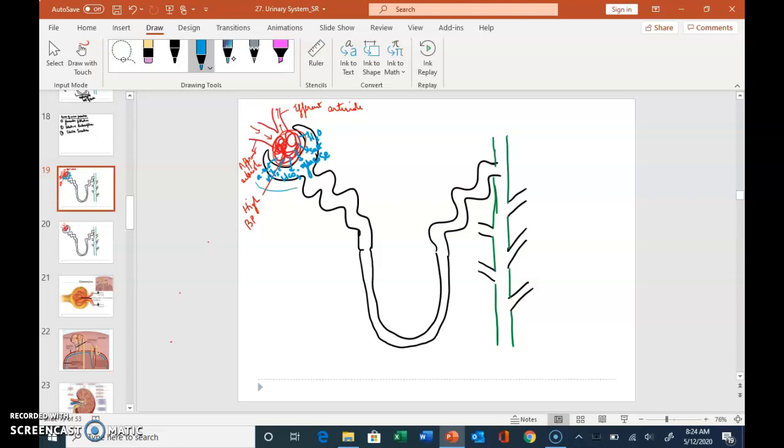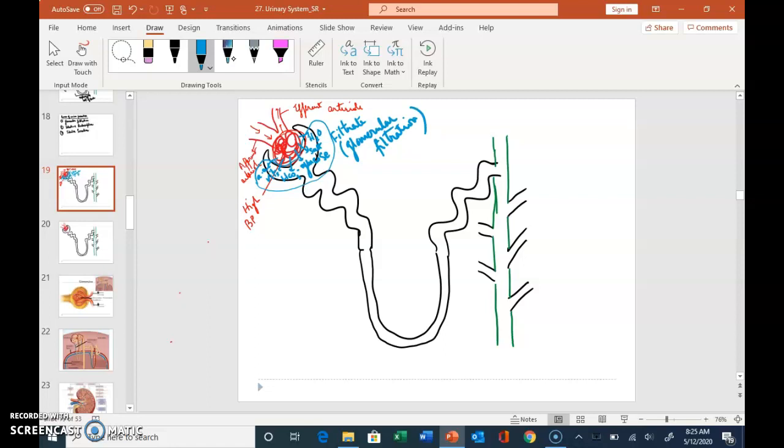And this thing, which is a mixture of water, salt, glucose, bicarbonate, vitamins, amino acid, this thing is called filtrate. And obviously the process is called glomerular filtration.